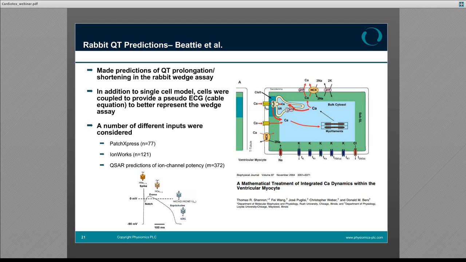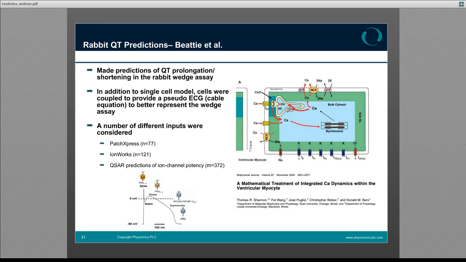They use a number of different inputs, and by inputs I mean different sorts of screening equipment. So they used PatchXpress for about 77 compounds. They have IonWorks data for 121 compounds. And they also use the predictions that you get from QSAR around the ion channel potency for 372 compounds.